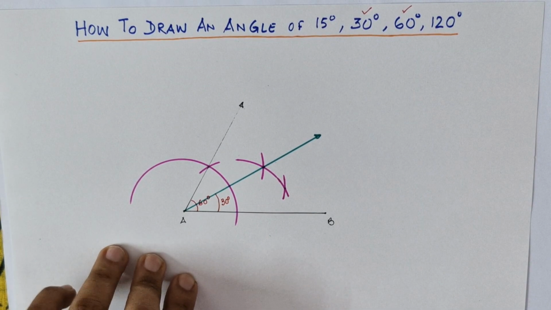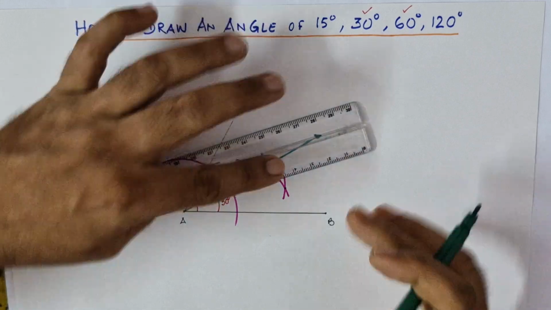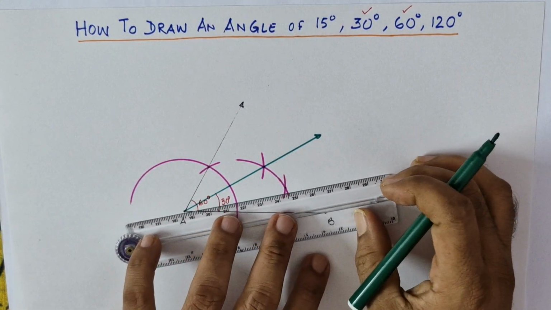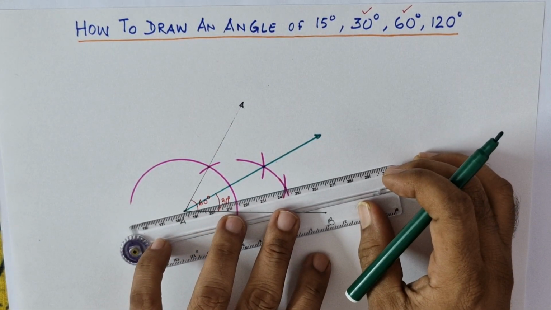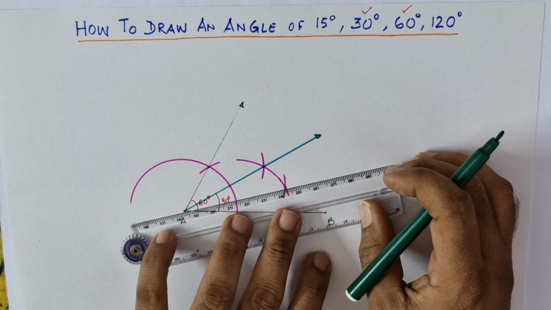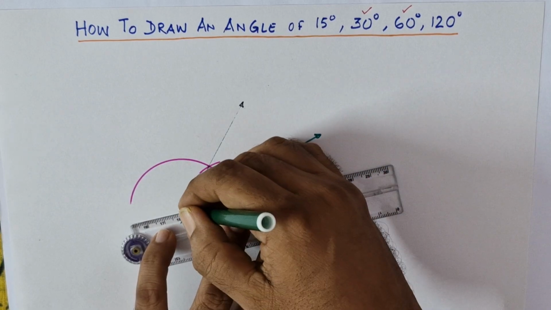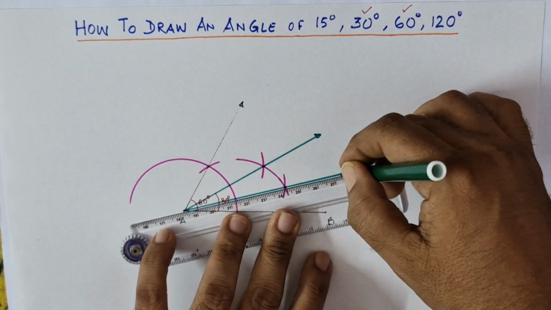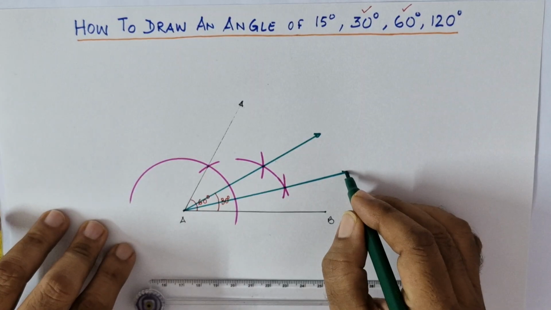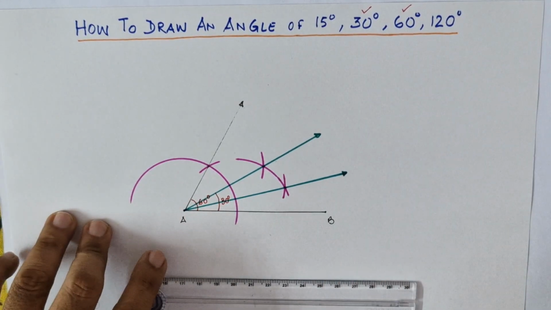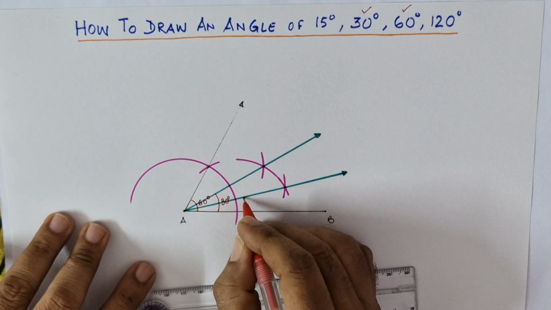Now if we extend this and join this point, we'll get 15 degree. So this one will be 15 degree.